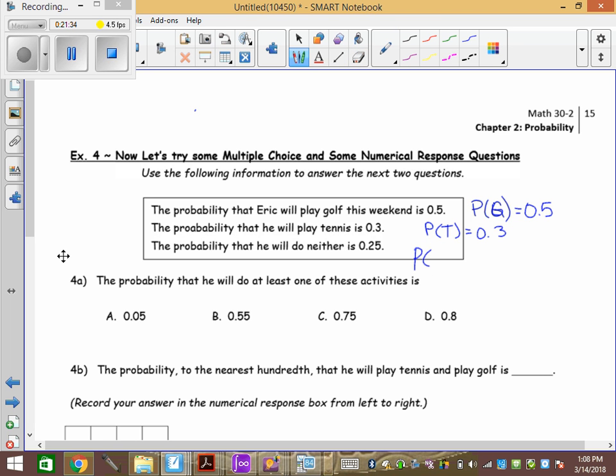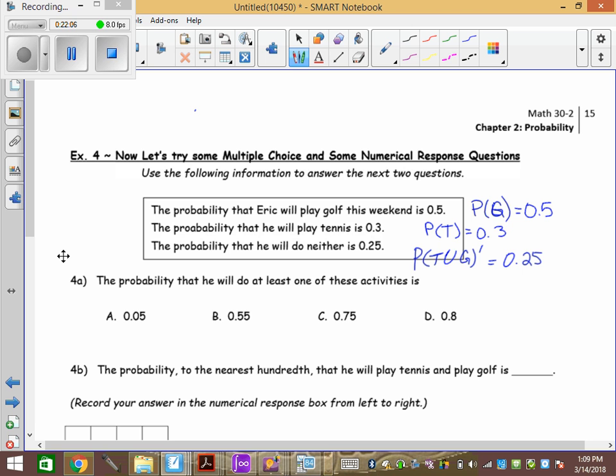The probability he will do neither tennis or golf is 0.25. We need to figure out what the overlap is. How do we figure out the overlap when I give you neither and the two separate events? What did we do when it was set theory? We added them all up and subtracted them from the total, correct?